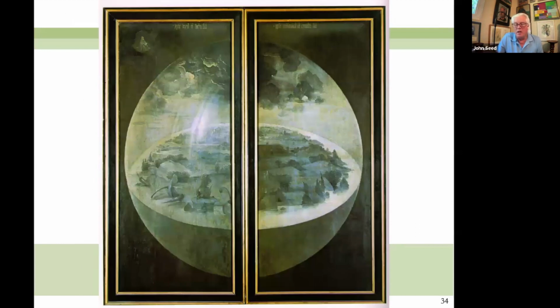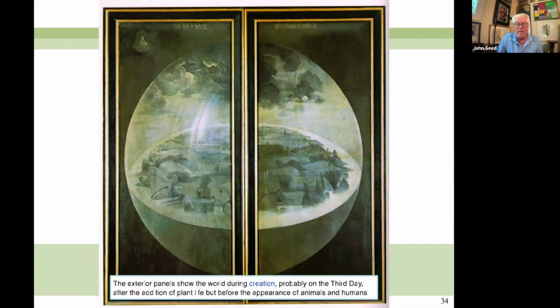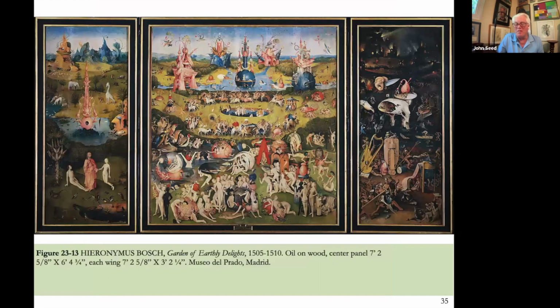All right, when you take a look at the great Bosch triptych, The Garden of Earthly Delights, this is what you would see when the panels are closed. And that depicts the world during creation, maybe the third day of creation. And you see plant life, but no animals or humans yet in this kind of watery globe. But when it opens, it is absolutely full of life.